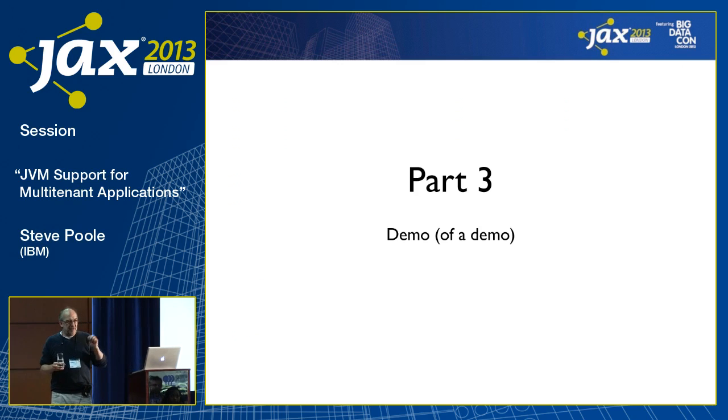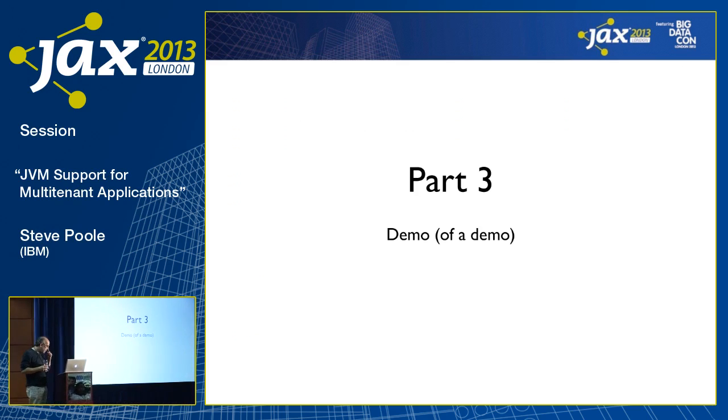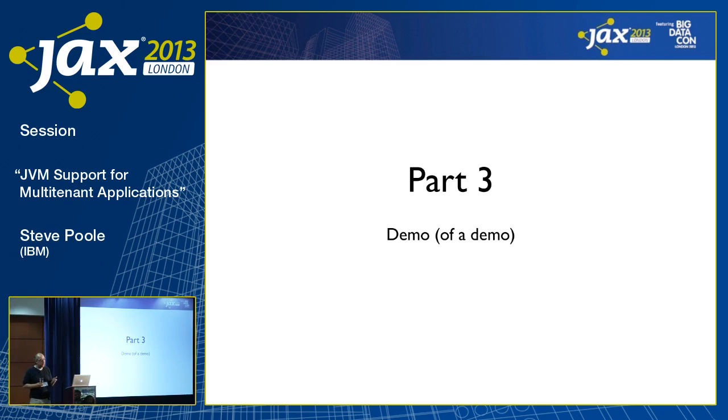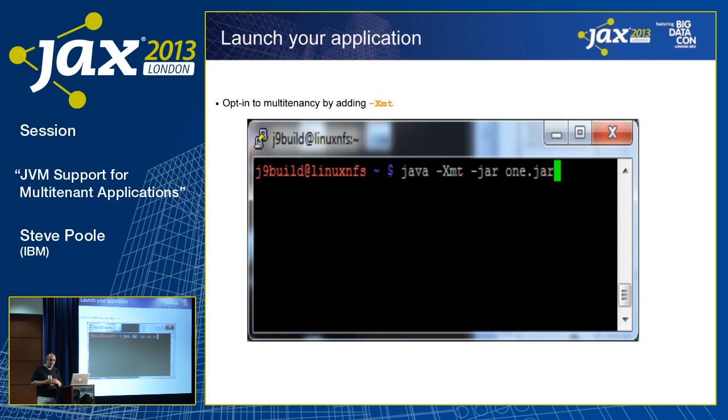So I'm going to give you a demo, but it's not really a demo because it's just screenshots. There are two reasons for that. Mostly because it was difficult for me to get the demo set up for you, but also it's not a very exciting demo, so I don't think you lose very much. I said about adding this -Xmt option, and you can see it there. I hope you can see it there. So that's what you do. Let's just run one of these things, java -Xmt, specify a jar file, whatever it is.